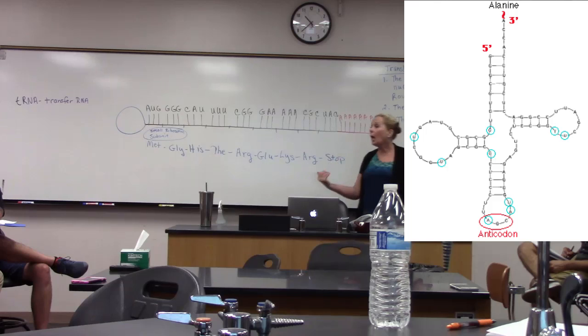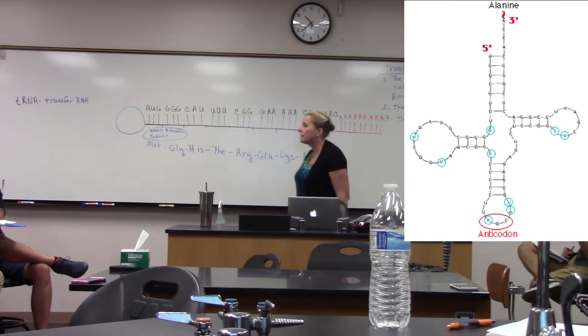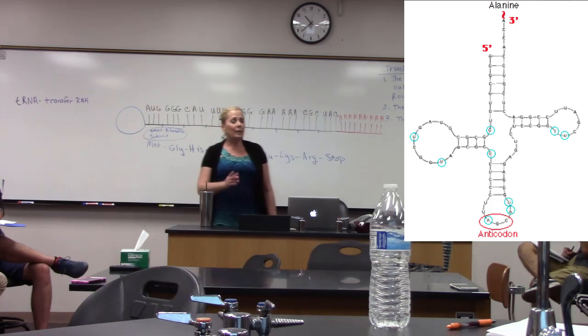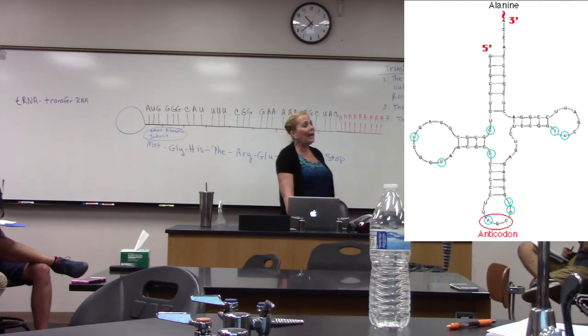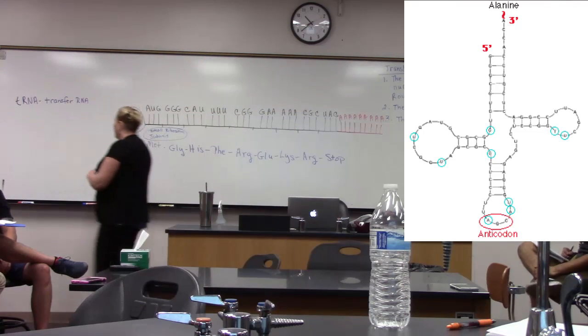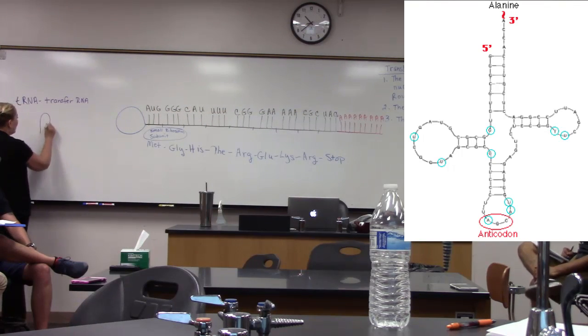Now you have a lot of amino acids just floating around in the cytoplasm of your cell, waiting to be used. Transfer RNA has the ability to pick up certain amino acids, okay? So if you were to look at, let's say this is a transfer RNA.